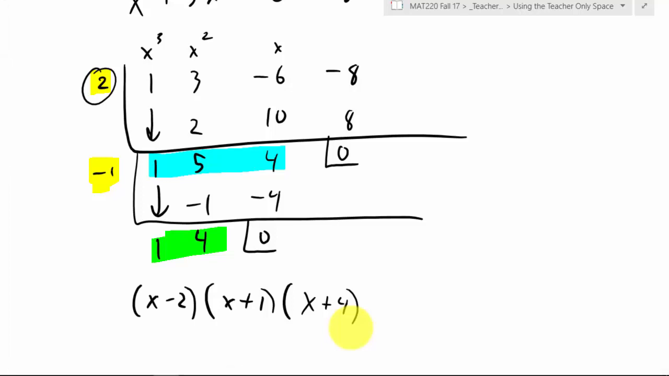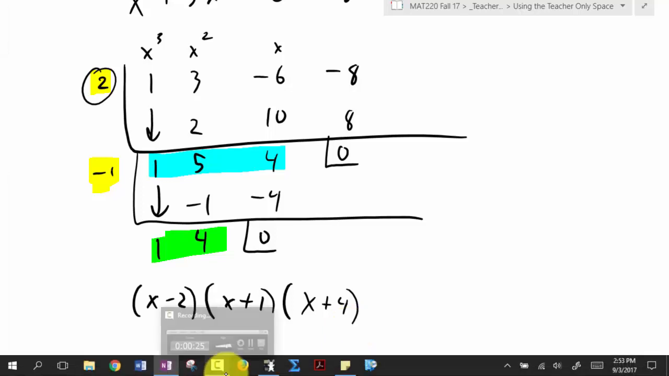Anyway, I hope this helps you remember how to factor using synthetic division.